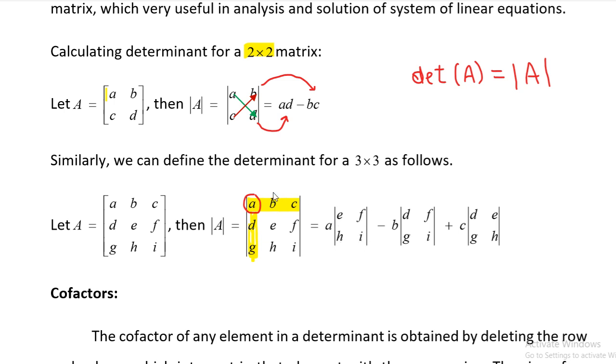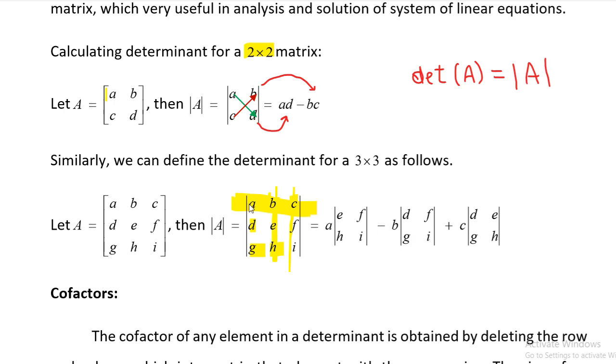Then go to the second number B. Now if you go to the second number, you have to remove this B. So you remove the row of this B and the column of this B. Okay, so what are you left with? You are left with D, F and G, I. You see, D, F, G, I. And it will multiply by B. And similarly, go to the third one. Now remove the first row and third column. You will get D, E, G, H. Right? So you got D, E, G, H.